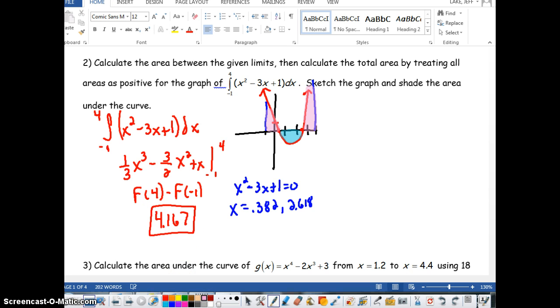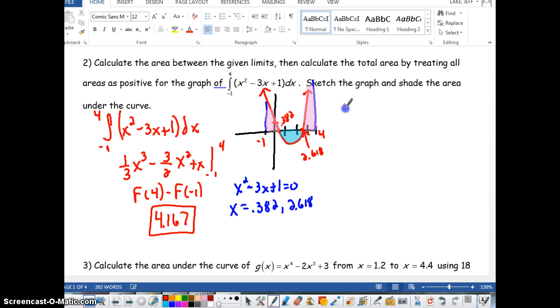All right, so how do you do that? We have 3 different sections. We have this first section here in pink on the left. We have the bottom section in blue here, and then we have the third section on the right, again in pink. So I'm going to find out what each one of those are. So this is -1. This right here is the 0.382. This right there is my 2.618. And finally at the end here, I'm going all the way to 4.